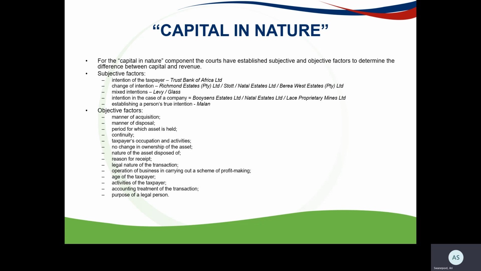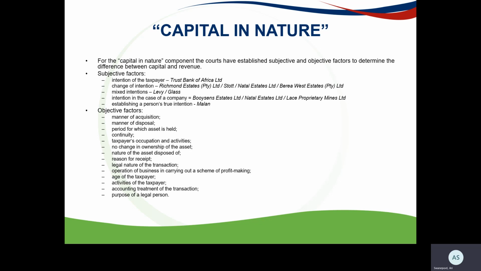Then capital in nature can be quite difficult to determine, whether it's capital or not. So there have been a couple of tests or factors that have been established, subjective and objective factors, that must be taken into account to determine capital or revenue. The subjective factors will be looked at first, and those are the intention of the taxpayer, and in the case there's the Trust Bank case, and whether there was a change in intention from capital to revenue.